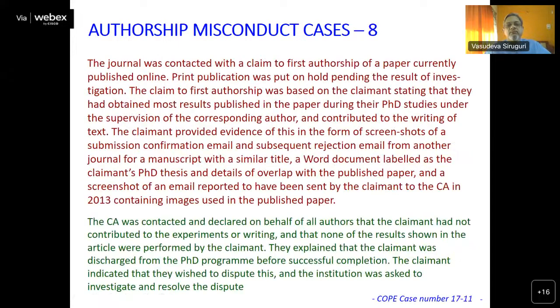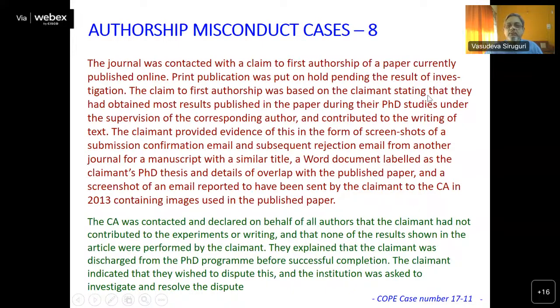Okay, then we come to another case where the journal was contacted with a claim to first authorship of a paper, which was already published online. The print publication was not yet released, it was published online. So the moment this claim for first authorship came up, the print was put on hold pending the investigation. So what was this claim for first authorship based on?